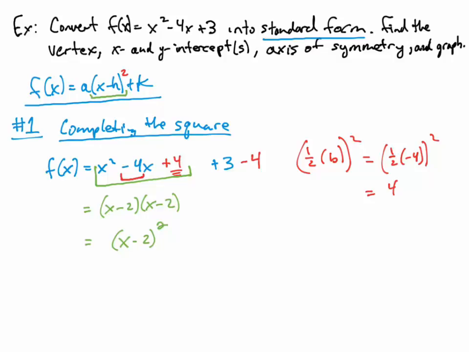So we just need to finish this up. 3 minus 4 is going to be negative 1. And the a value, it's a 1 there. We don't have to explicitly write it, but I'll just write it for the sake of clarity here. So what we have now is this function written in standard form. And once we're in standard form, it's really easy to find the vertex. So the vertex here is h comma k, so that's going to be positive 2 comma negative 1, and that's the vertex.